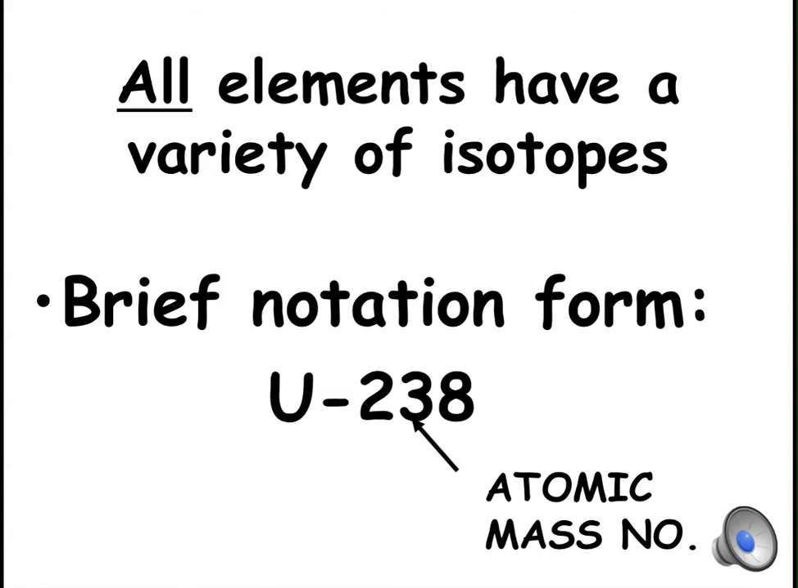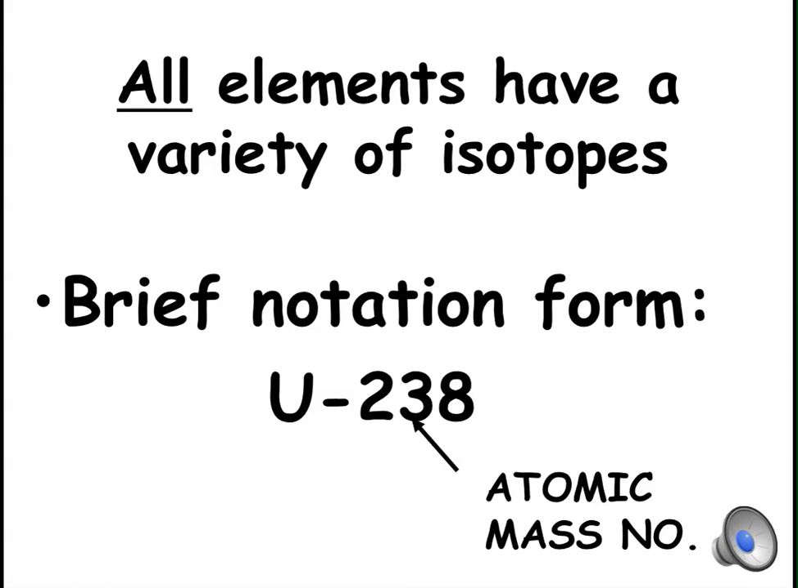All elements have a variety of isotopes. There is a brief notation form, so we have a shortcut for our little symbol. In this case, we're looking at uranium. Its symbol is capital U, and the mass we're given is 238, so that's the mass number. Either we're taking it from the periodic table and rounding it, or it would be given to us.